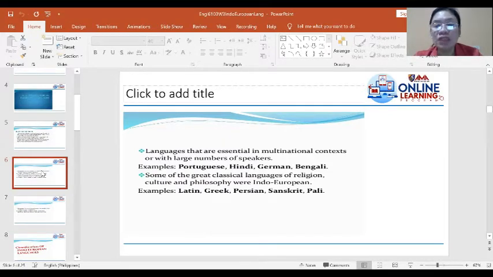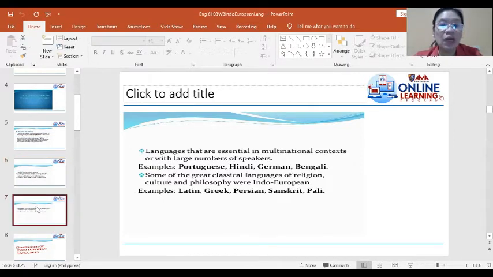Now, some of the great classical languages of religion, culture, and philosophy were Indo-European languages. For example, Latin, Greek, Persian, Sanskrit, and Pali. Okay, I know you have read or you know some of the classical languages of religion, culture, and philosophy. Now, most of them are written in Latin, Greek, and Persian.